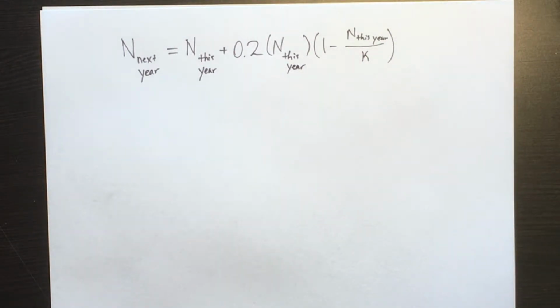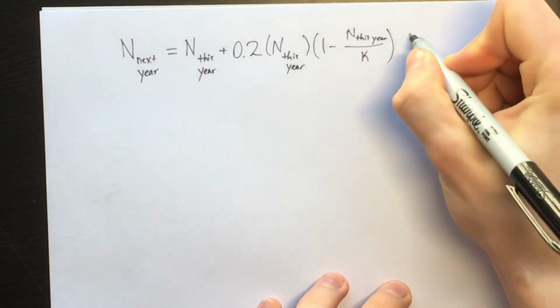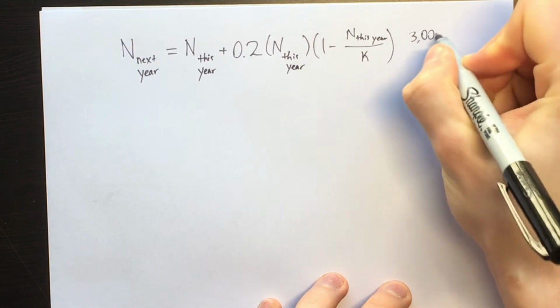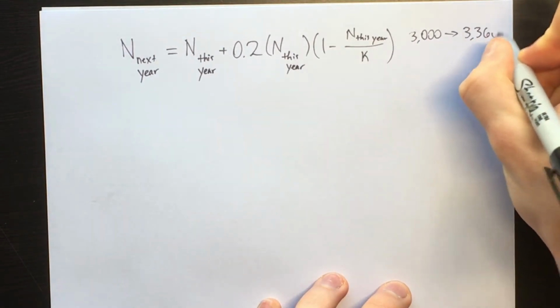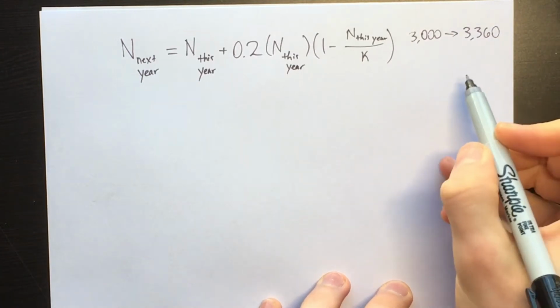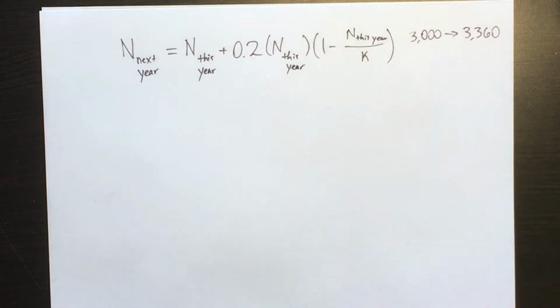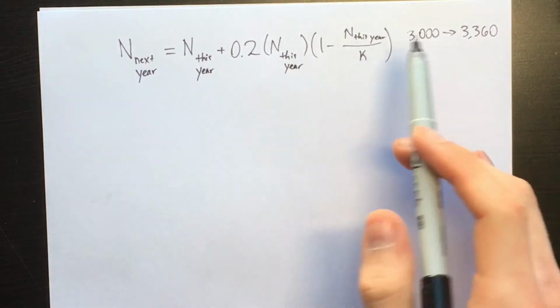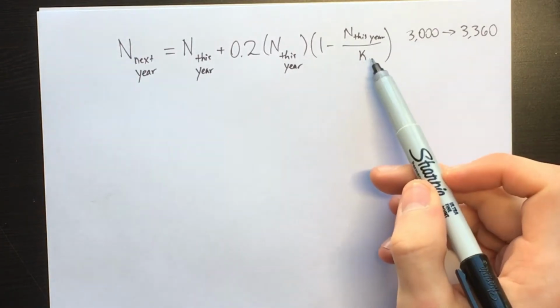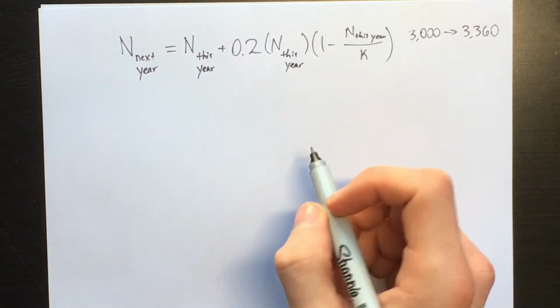So if the botanist's goal is for the plants to increase from 3,000 to 3,360 plants in 1 year, the question is, how many plants must the modified environment support? So in terms of our variables, if we want it to go from this to this, what does k have to be, right? So let's just plug in what we know.